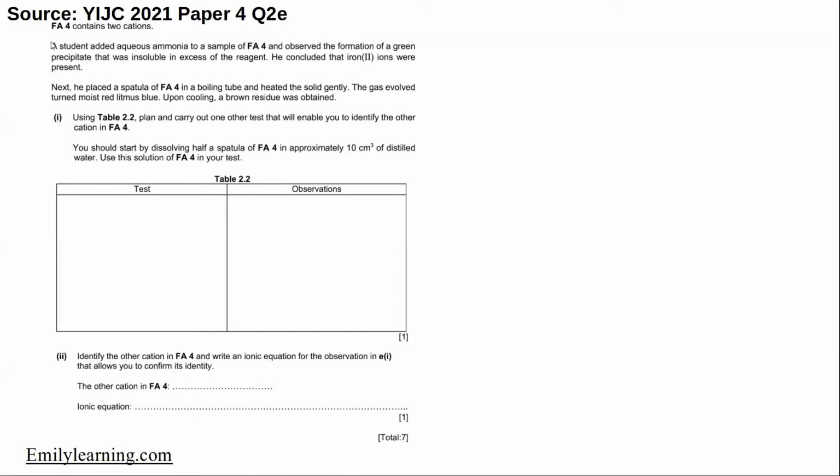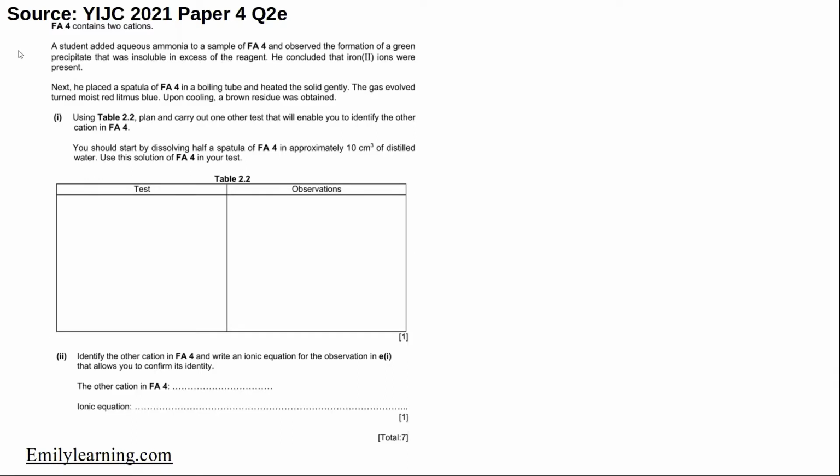We are told that we have this sample FA4 which contains 2 cations. A student added aqueous ammonia to a sample of FA4 and observed the formation of a green precipitate that was insoluble in excess of the reagent.